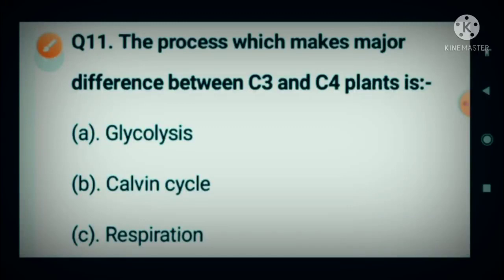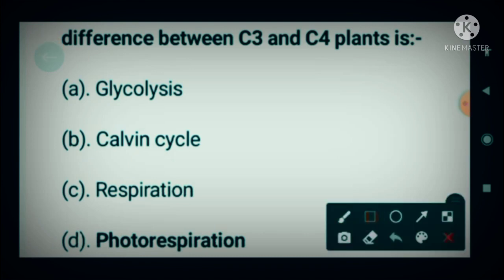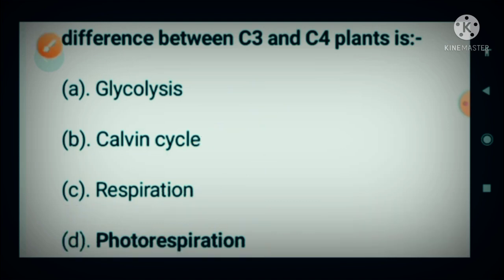Next question is: the process which makes the major difference between C3 and C4 plants is glycolysis, Calvin cycle, respiration, photorespiration. The right option is option D, that is photorespiration.